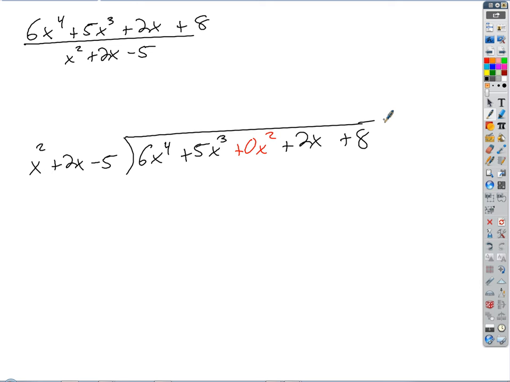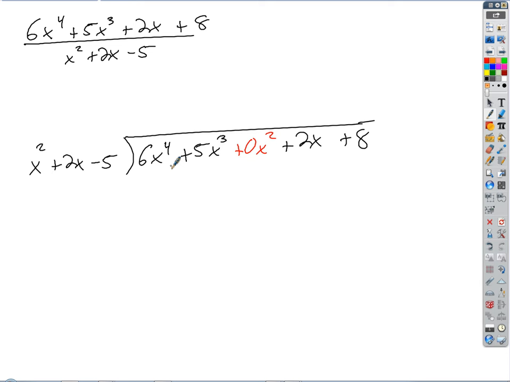I mean, it's exactly analogous to what we did last time. Okay, so we're going to look at how many times this polynomial goes into parts of this polynomial. All you really have to focus on is the leading term here and the leading term here, right? So x squared does go into 6x to the 4th. How many times?